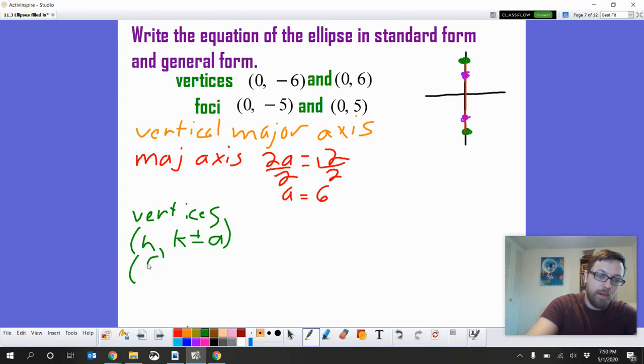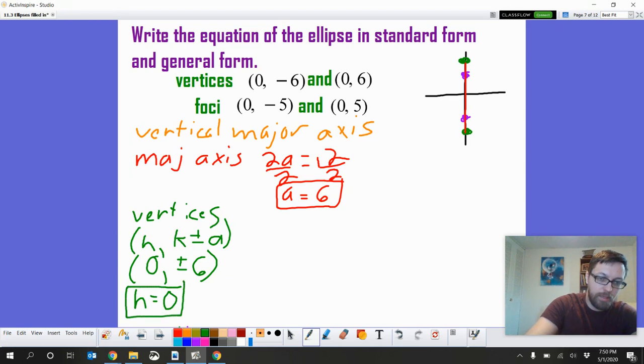All right. And our vertices were at 0 and then plus or minus 6. So if it's at 0, that's h. So now I've identified what a is. I've identified what h is. And we can use this idea that since we already know what a is, it's 6, we could put a 6 here. So what plus or minus 6 is plus or minus 6? Well, 0 again. So that should be our k.